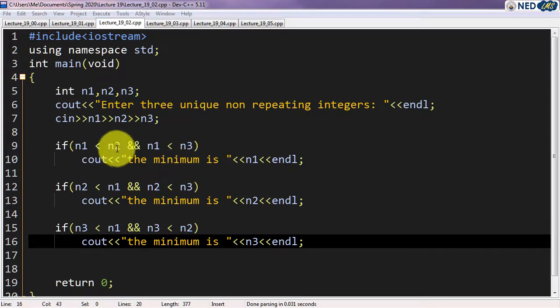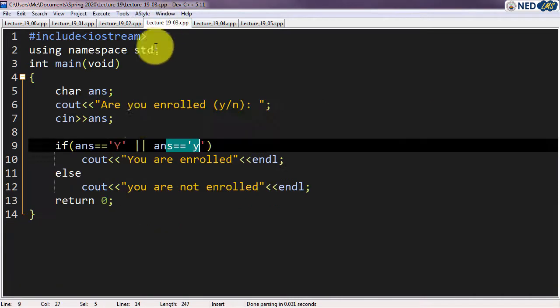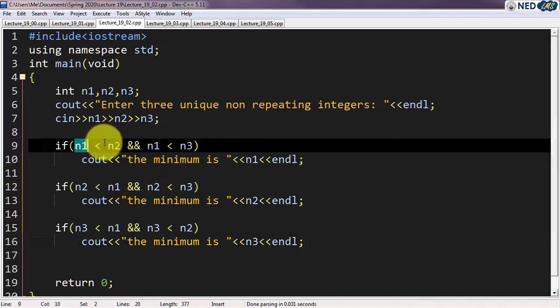Compound conditions which use the AND operator or the OR operator will not even evaluate the second operand unless it's absolutely necessary. If this thing is actually true, it's not needed to evaluate the other, or in this case, if this condition is false, there's no need to evaluate the second condition, because if this is false, the output of this whole AND operation would be false. This is known as short circuiting, which I explained a few moments earlier.